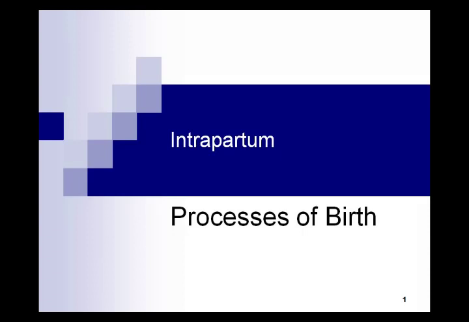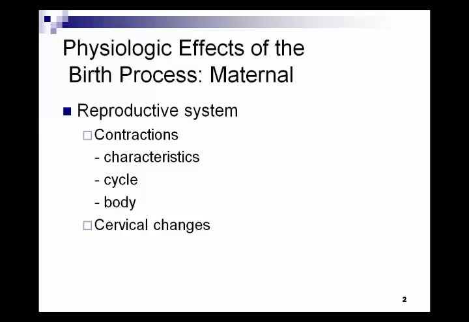Processes of birth. The birth process affects the physiologic system of the mother and fetus. The most obvious changes of pregnancy and birth occur in the woman's reproductive system, but her other systems also respond in various ways. So let's go over the reproductive system. Normal labor contractions are coordinated, involuntary, and intermittent.